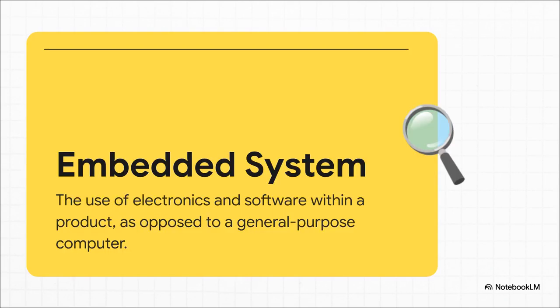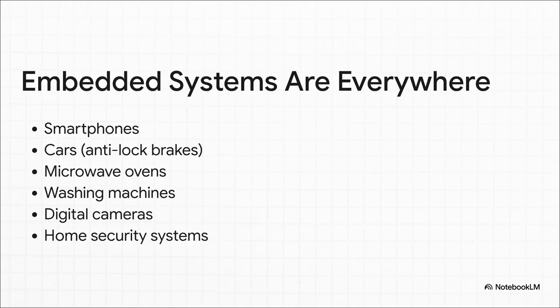An embedded system is just a computer that has a very specific, dedicated job, and it's placed inside a larger product. It's not a general-purpose machine like your PC, it's a specialist, built to do one thing really, really well. And you use dozens of them every single day, probably without even realizing it. Your car is packed with them, controlling everything from the anti-lock brakes to the cruise control. Your microwave, your washing machine, your digital camera, your home security system. Yep, they all have a little computer brain inside, doing its one specific job.